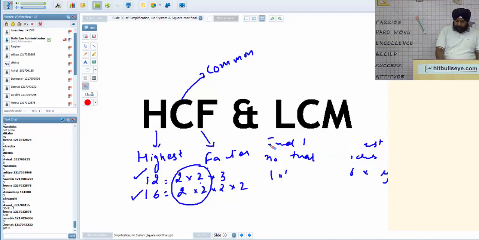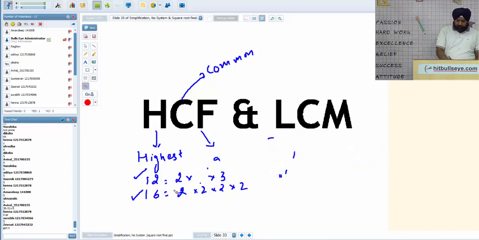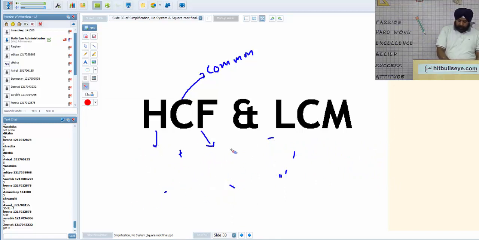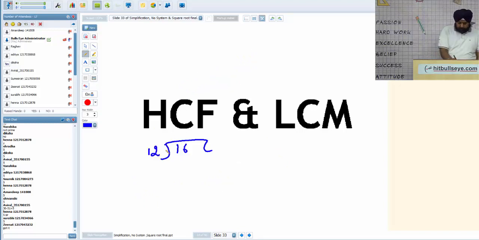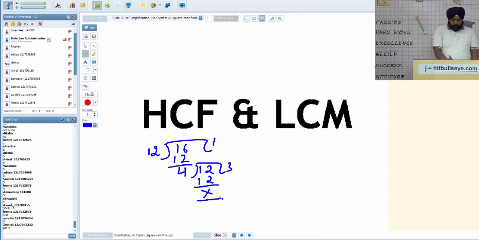And how do we find the HCF practically? It's by the long division method. That is the basic way, factors or long division. Long division: 16 inside, 12 outside, 4. Now 12 take inside. We'll keep on dividing till the remainder is 0. So the last divisor, in this case 4, is the HCF. I hope you know this.